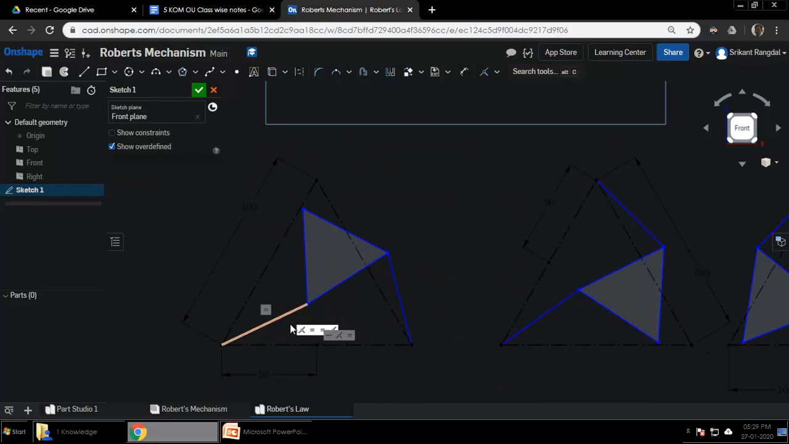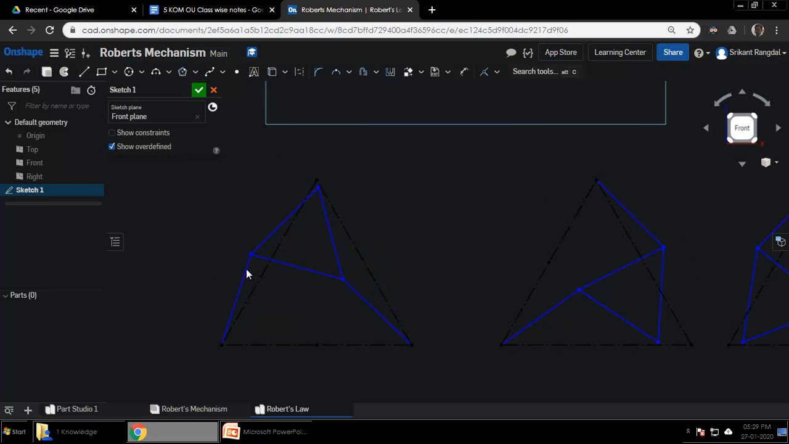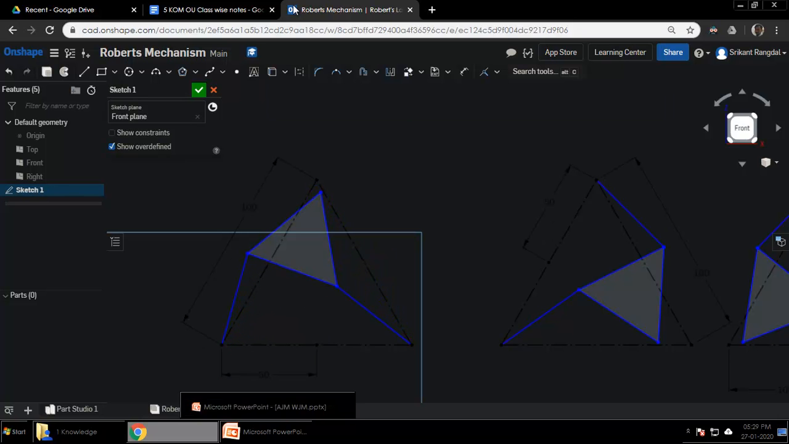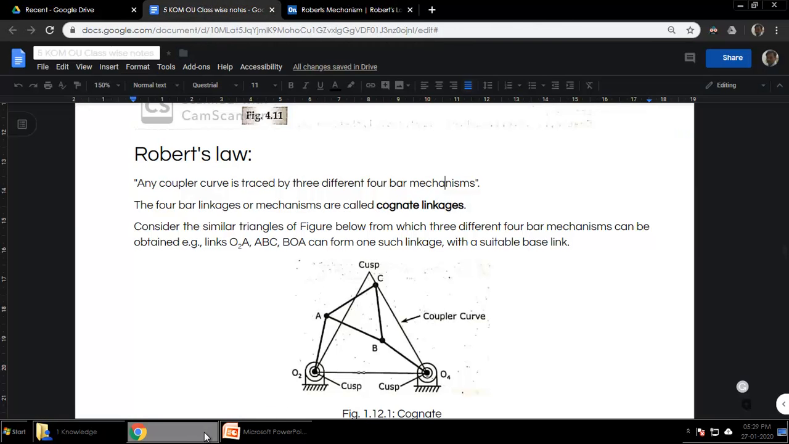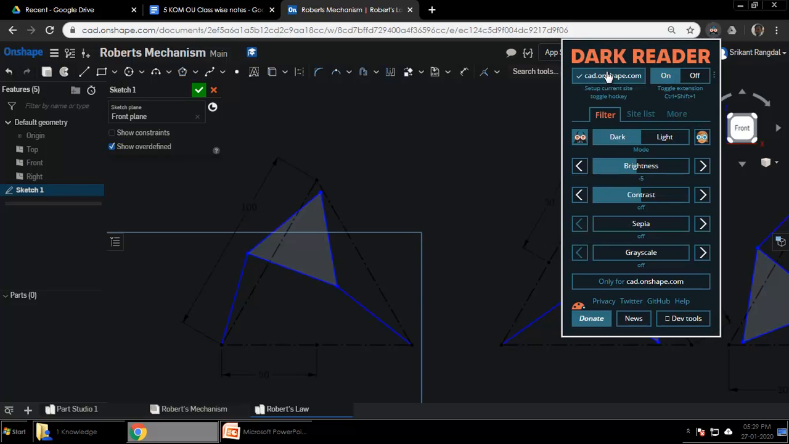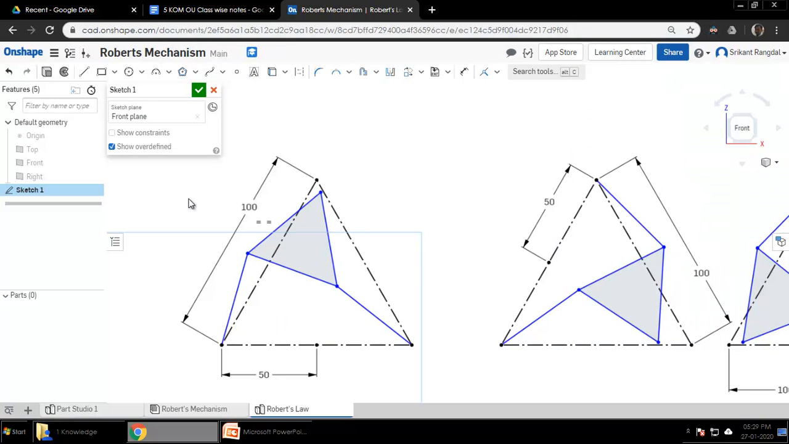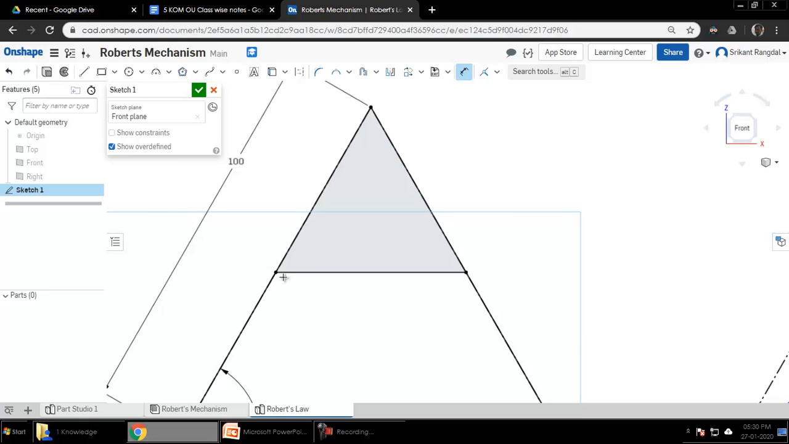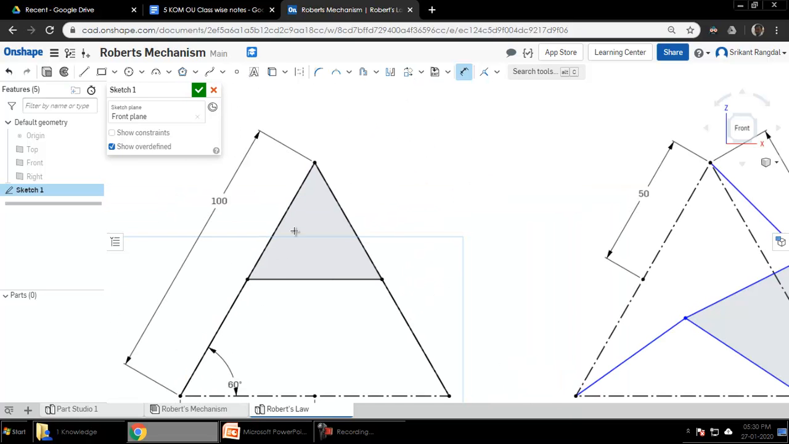Here you can see I have placed the same coupler curve. In fact, you can just take it to the same position like this. I'll just disable the dark mode in case you don't like it. Here you can see the same mechanism. Let me take the dimension between these two links, and I'll set it as 60 degrees. You can see this particular mechanism exactly mates the equilateral triangle.